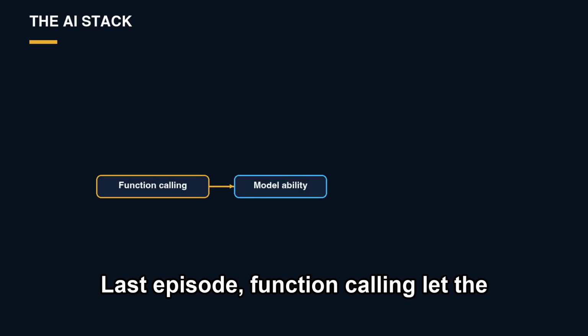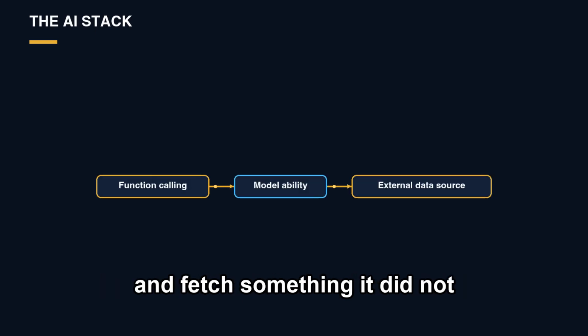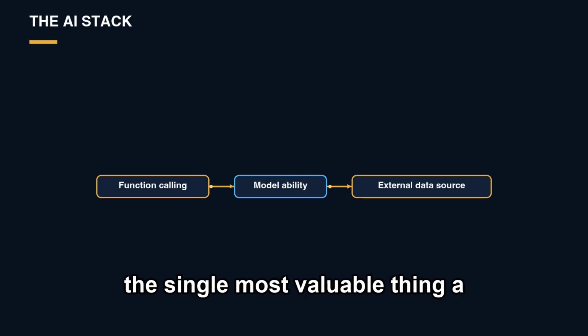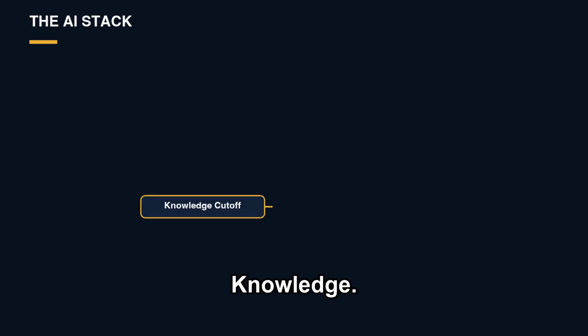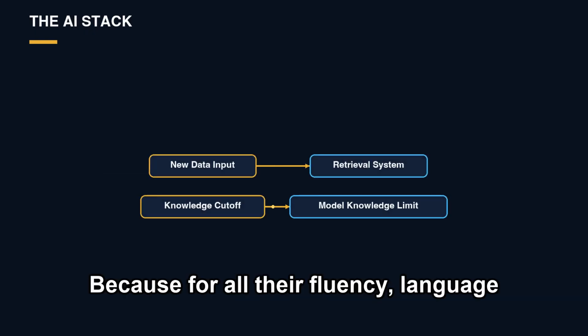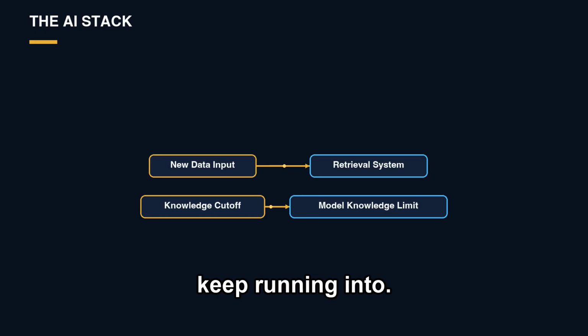Last episode, function calling let the model reach out of its box and fetch something it did not have. Now we point that ability at the single most valuable thing a model lacks: knowledge. Because for all their fluency, language models have two hard limits we keep running into.